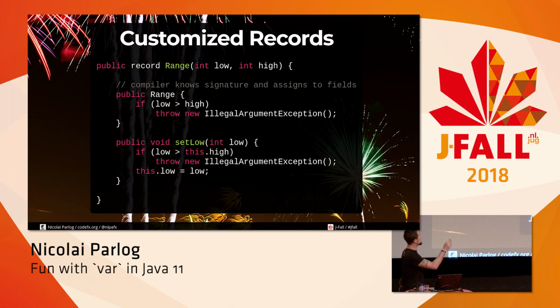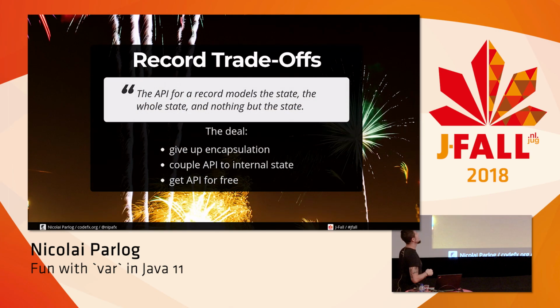The deal is with records, the API for a record models the state, the whole state, and nothing but the state. If you're okay with that, then records are your way. And what you do is you give up encapsulation. You say, look, you can couple the API to all the internal state that I have. I'm not going to hide anything. But in exchange, you're going to give me the API for free.